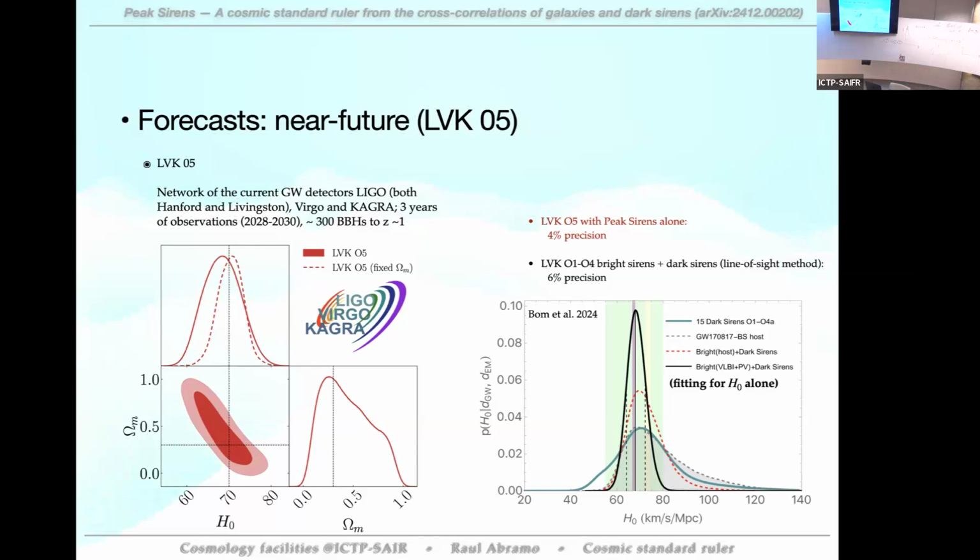The bright side. So bright sirens is this one here. Combining bright and dark sirens. Dark sirens is this one. That's the line of sight method. This one here. So the fair comparison will be with this blue line here, with this dashed line here. Again, not fair, because one is the real data that we have right now, the other is future data that we'll have in about 6 years.